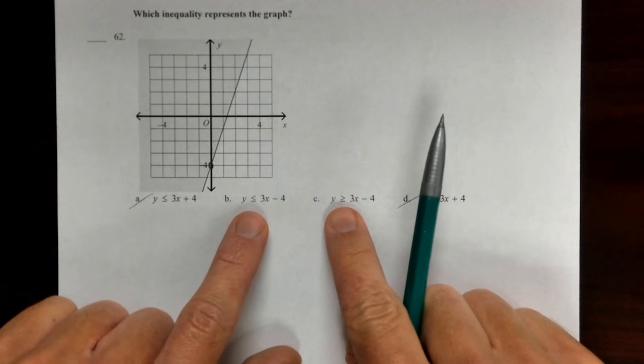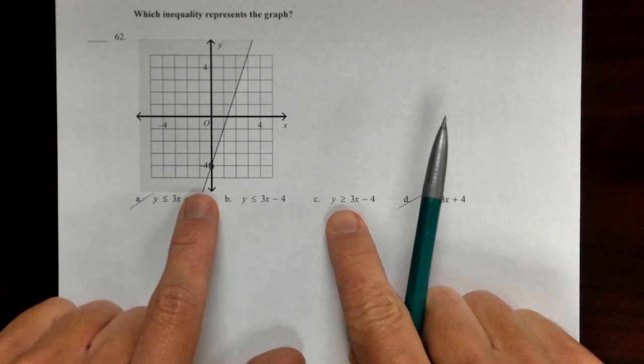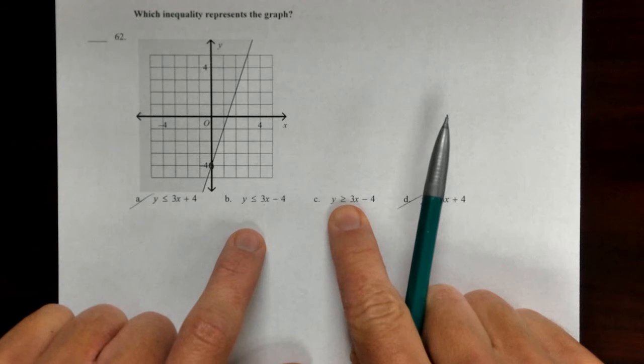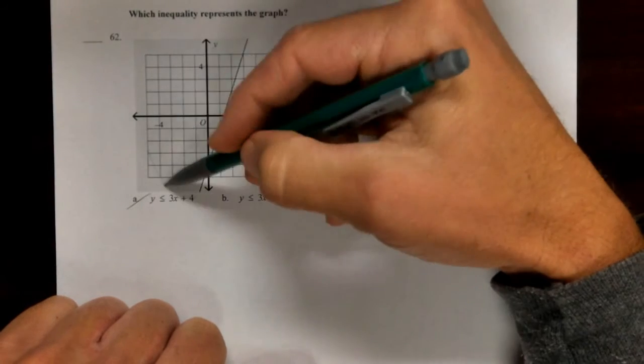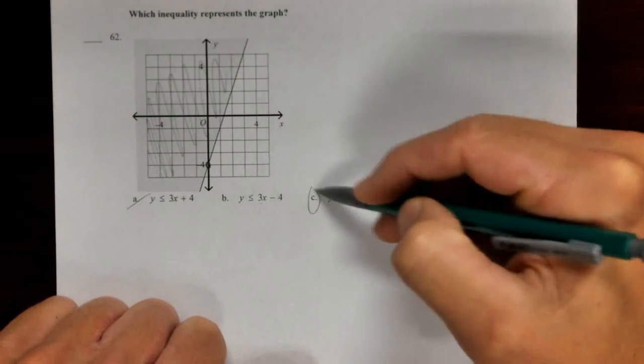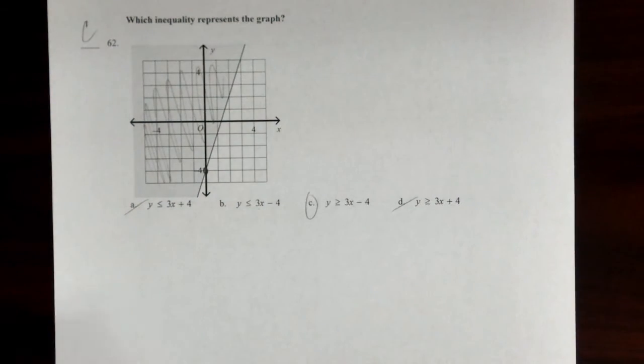Let's look at our inequality symbol. They're both equal to, so it's a solid line. This is greater than, which means we shade above. This is less than, which means we shade below. Well, if I look at my graph, I shaded above the line. C is my correct answer.